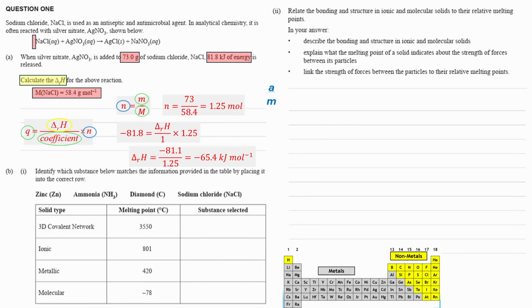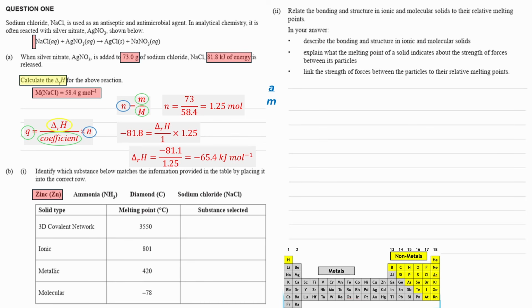If you get the correct answer in the end, they give you a merit for this. Okay, the second question is here: identify which substances below match the information. So we are given 4 substances: zinc, ammonia, diamond, and sodium chloride.